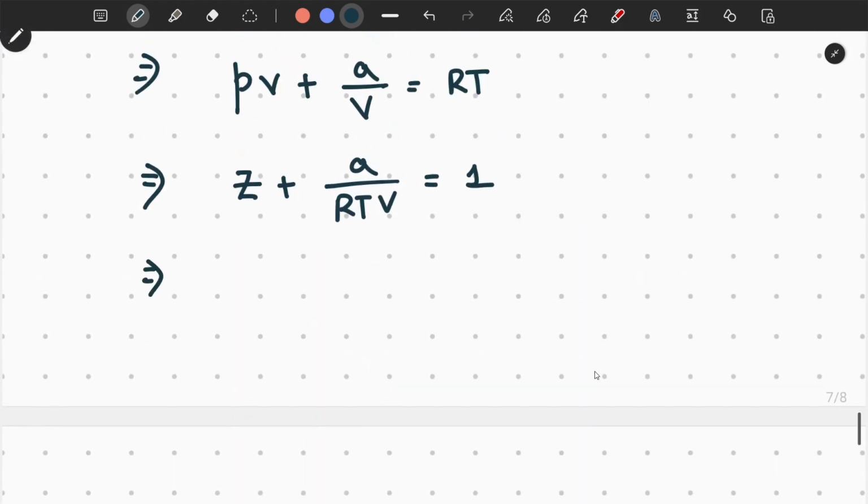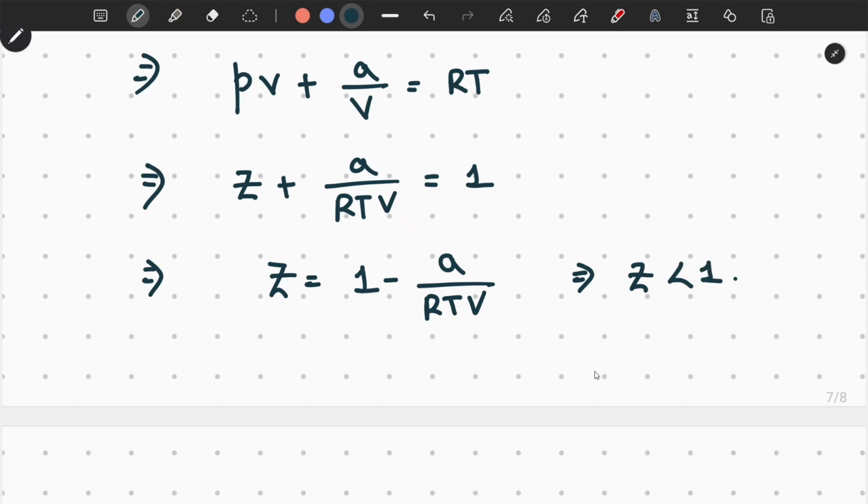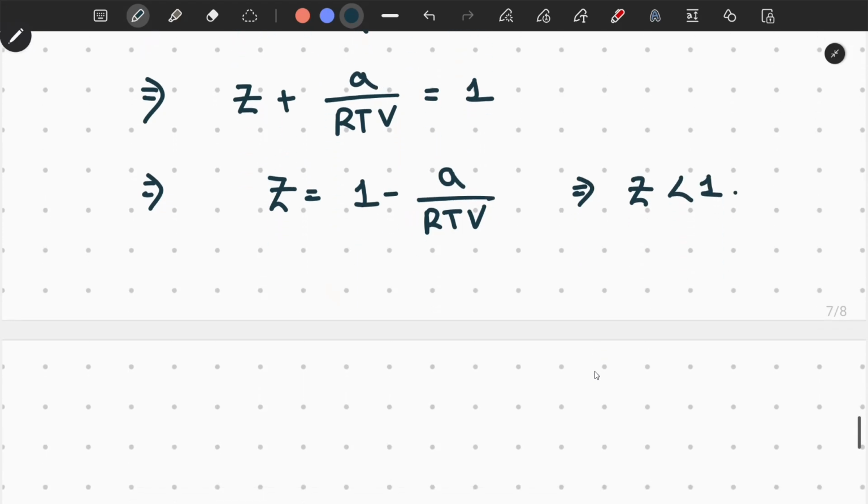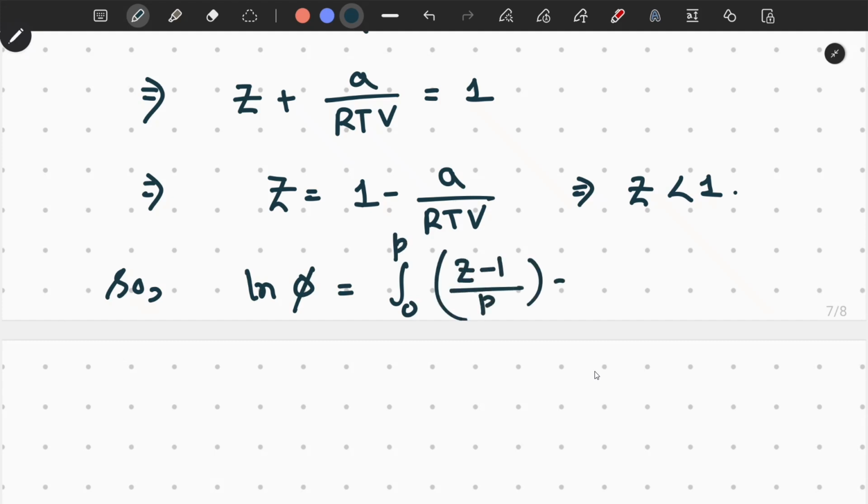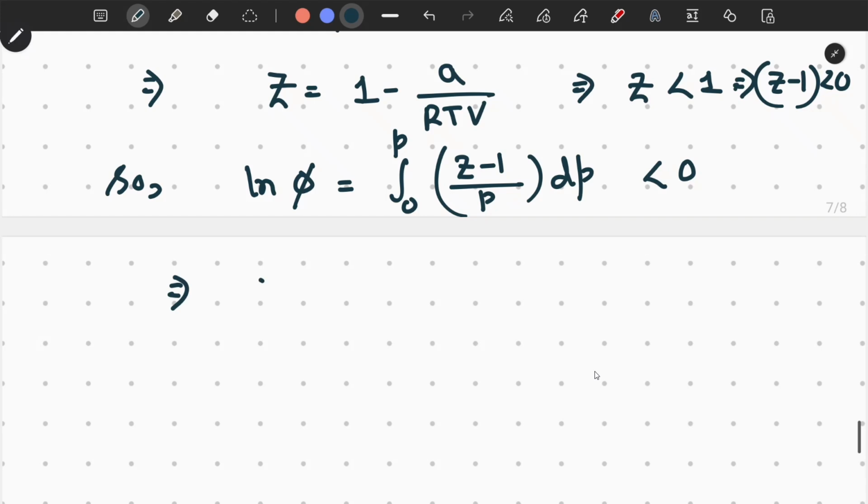So Z is less than 1. And if you remember, ln phi was the integral from 0 to P of (Z minus 1) by P dP. Since Z minus 1 is less than 0, this integral will be less than 0. That means phi will be less than 1. That we have already predicted conceptually.